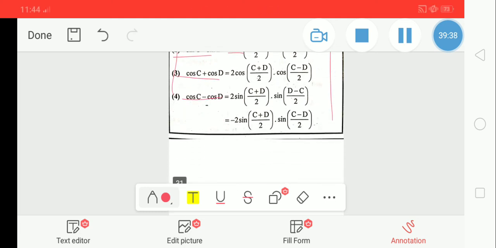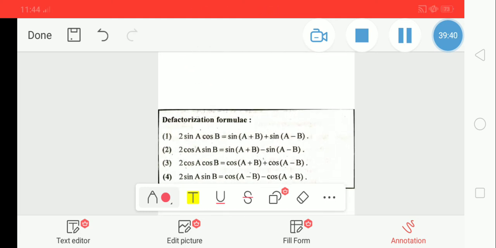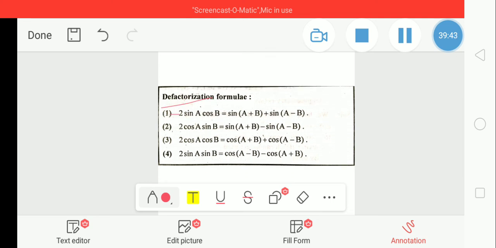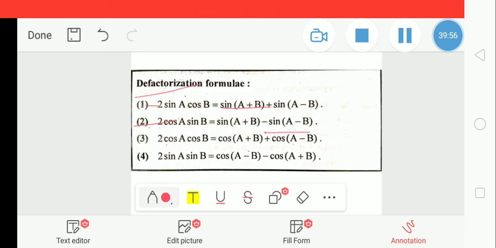This is the factorization formula, and these are the defactorization formulas: 2 sin A cos B is sin of (A plus B) plus sin of (A minus B), and 2 cos A sin B is equal to sin of (A plus B) minus sin of (A minus B), and third, 2 cos A cos B means cos of (A plus B) plus cos of (A minus B). Now here 2 sin A sin B means cos of (A minus B) minus cos of (A plus B).